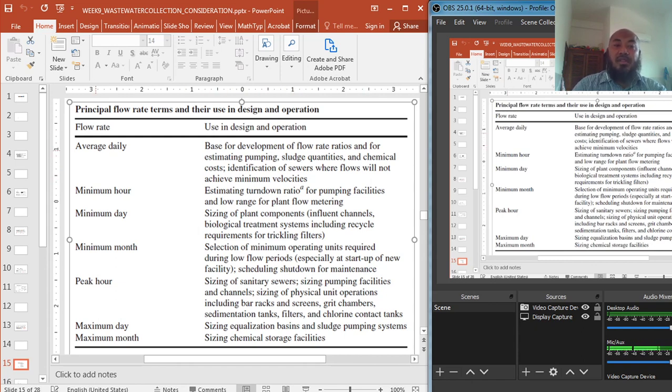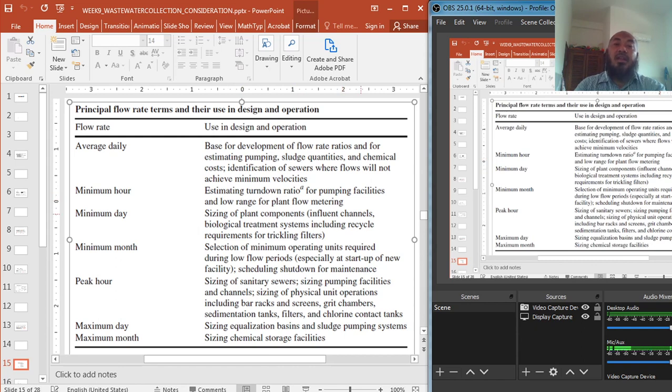So we use this average daily flow to estimate or to operate all of these conditions, and then we have the maximum and minimum hour. This variability we use in order to estimate the turn down ratio of the pumping facility and the low range of plant flow metering.